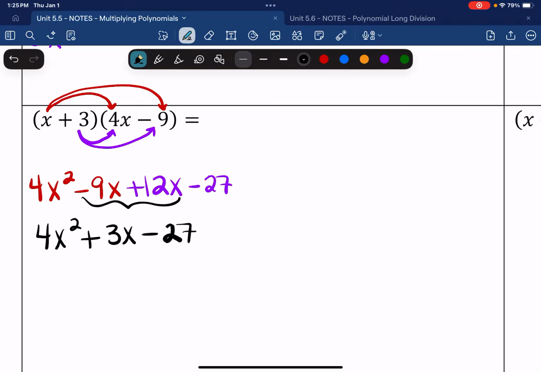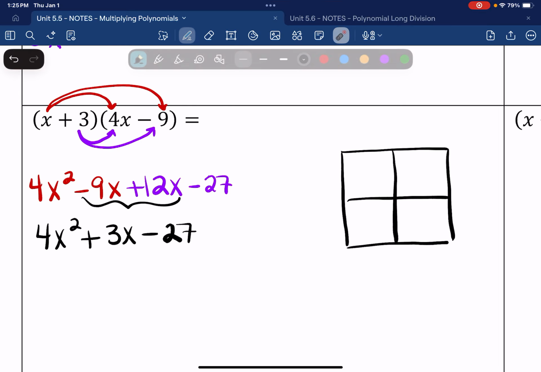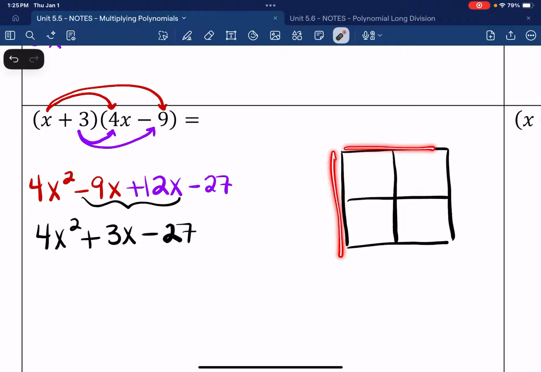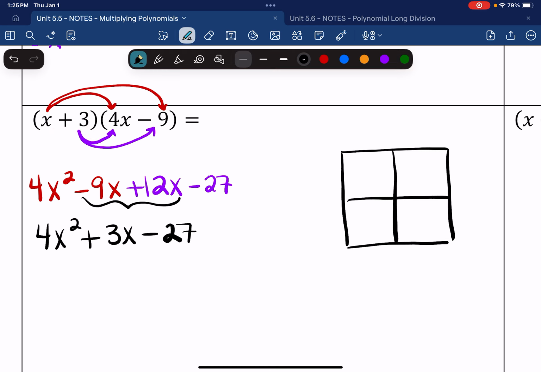Now, there's something else called a box method that maybe you've seen, maybe you haven't seen. So if you would like to, let me show you the box method, and you get to choose whichever method you like best. So I'm going to create a box, and this is going to be a 2 by 2 box because I have a binomial, which is 2 terms, times 2 terms. And it doesn't matter which set of parentheses you put along the top and which you put along the side. So let's just do x plus 3 right here on the side, and then our 4x minus 9 can go across the top.